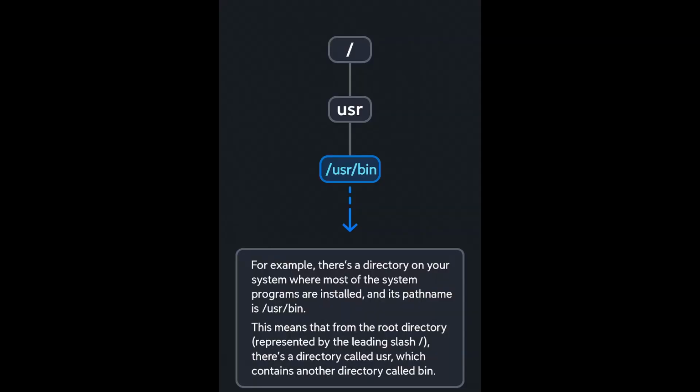There are two ways to specify path names: absolute and relative. Let's start by looking at an absolute path name. An absolute path name starts from the root directory and follows each branch of the tree until it reaches the desired directory or file. For example, there's a directory on your system where most of the system programs are installed, and its path name is /usr/bin. This means that from the root directory, represented by the leading slash, there's a directory called usr, which contains another directory called bin.